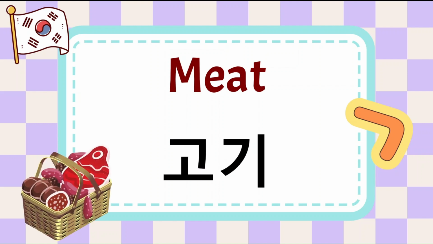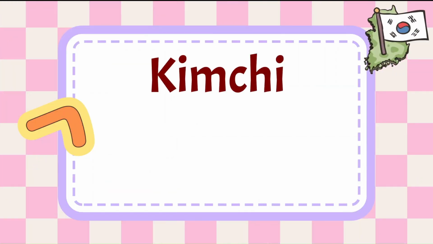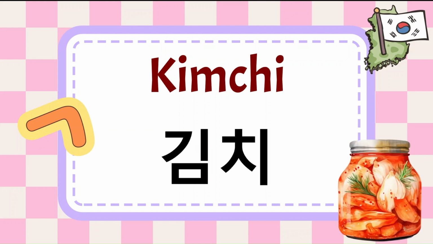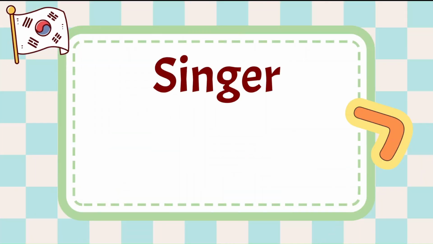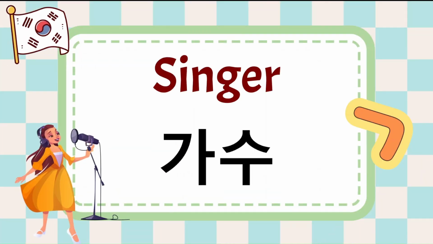고기, 고기. Next is the Korean word for kimchi. Now, kimchi is itself a Korean word. So, in Korean, it is written like this. Kimchi. Two-syllable word, kimchi. Okay? Next is singer. 가수, 가수.